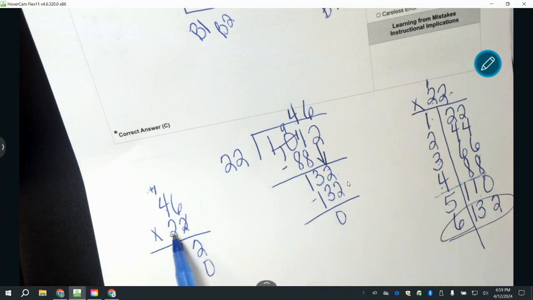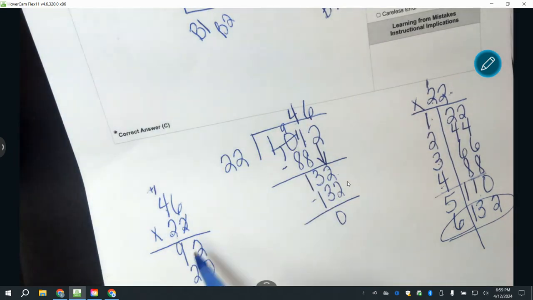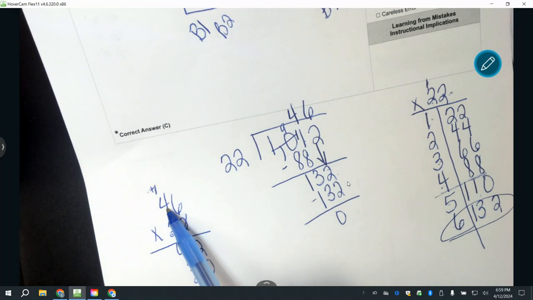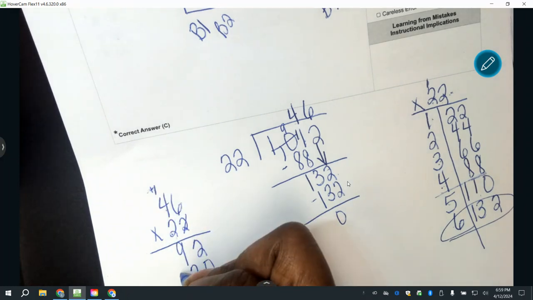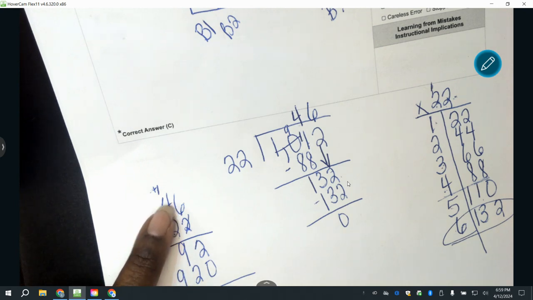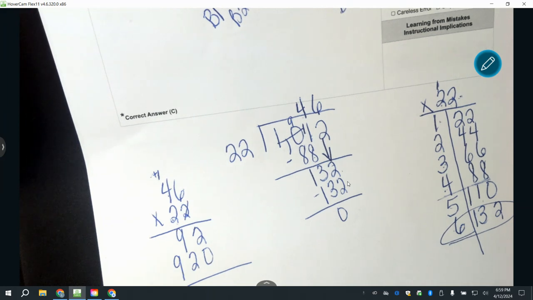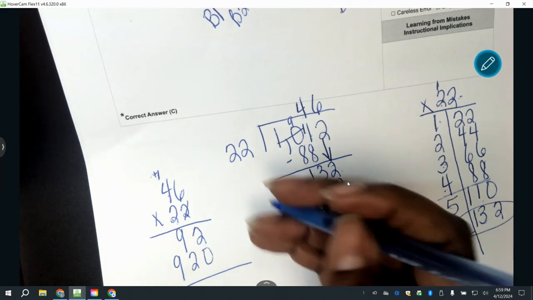So here, 2 times 6 is 12. We know that because we just did it here. I'm going to put my 2, regroup that 1. 2 times 4 is 8 plus 1 is 9. We already said that we were not multiplying by 4, really. We're multiplying by 40. So we're just going to, that makes sense. So 46 times 20 is 920. Just like 46 times 2 was 92. Remember, multiply by 10 and, yep, you're right, move to the left.